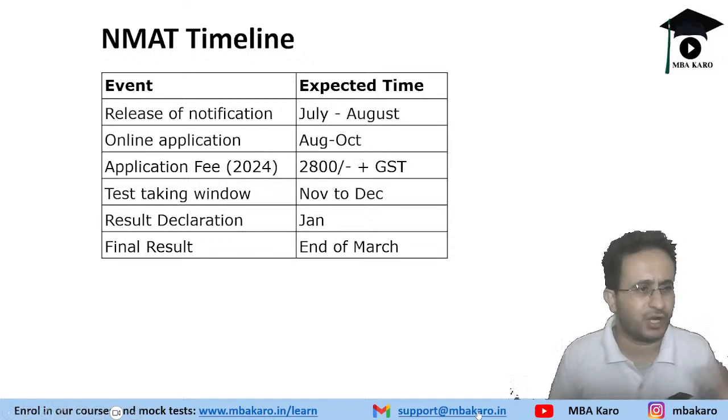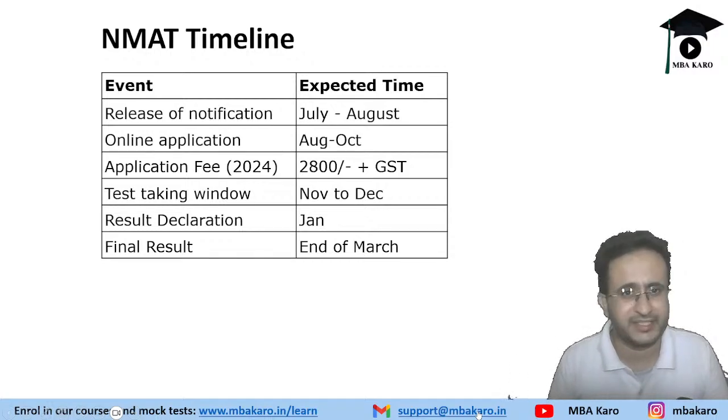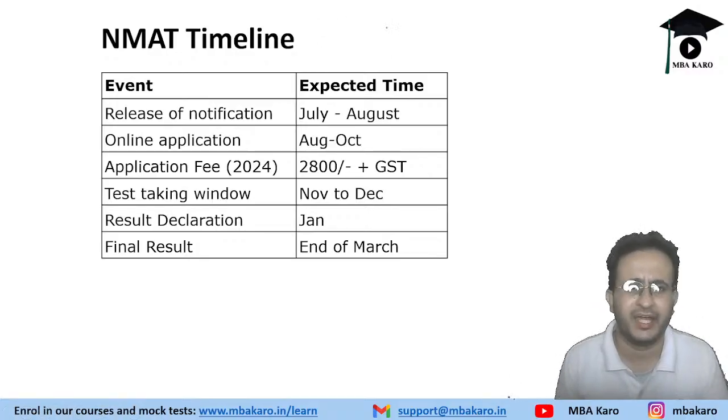So let's talk about the examinations, when these examinations are usually held. So for NMAT, the notification will be out somewhere in July. Typically July or August, they release the notification, and applications run from August till October. Okay, and then we will have the examination. Like last year, it was November to December. It started around 5th November and went till 20th December. That was the examination window.